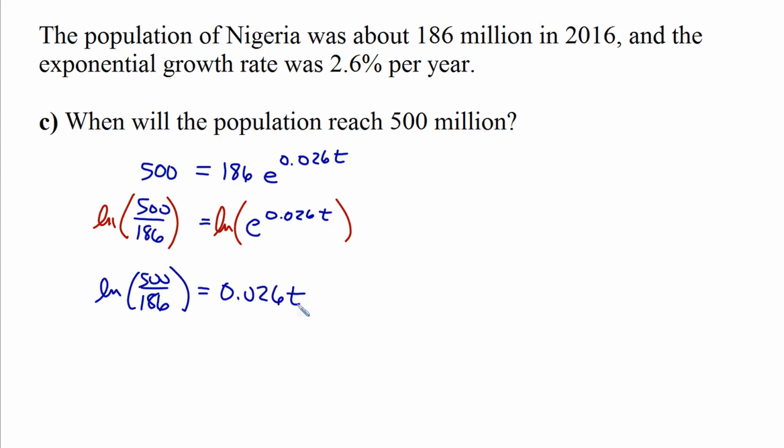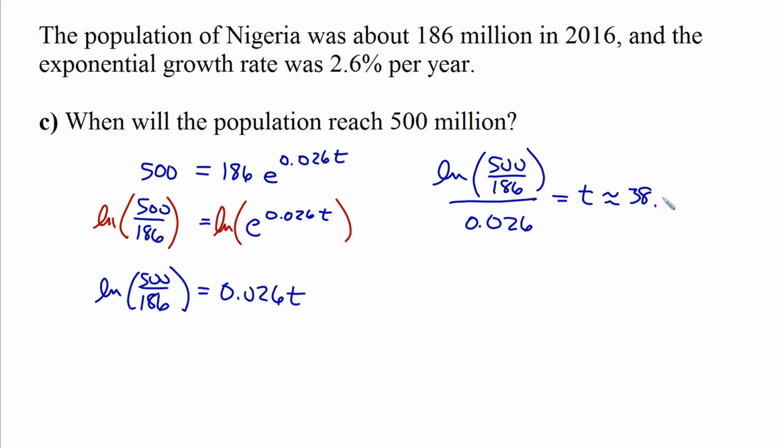0.026t. So the last step, then, is to divide both sides by 0.026, giving us the natural log of 500 over 186 all over 0.026 is equal to t. Now we'll type this in our calculator and get approximately 38.033.